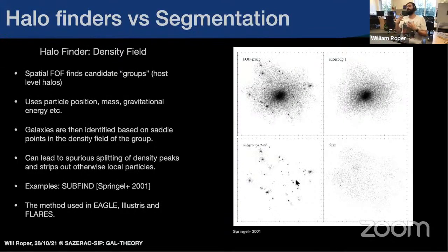But the downside to these density field approaches is you can often get a spurious splitting, where particularly high density peaks are stripped away from the background galaxy that they're definitely connected to, or indeed you get this background fuzz, as it's been called here, where otherwise local particles have been kicked out of a galaxy group because they failed an energy criterion or something like that. They have been deemed not part of that galaxy, but they are local to the galaxy, so they are there.